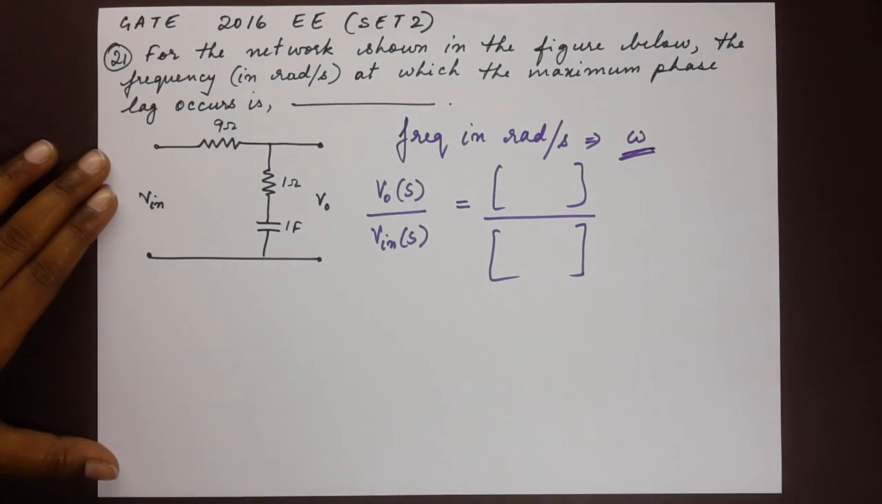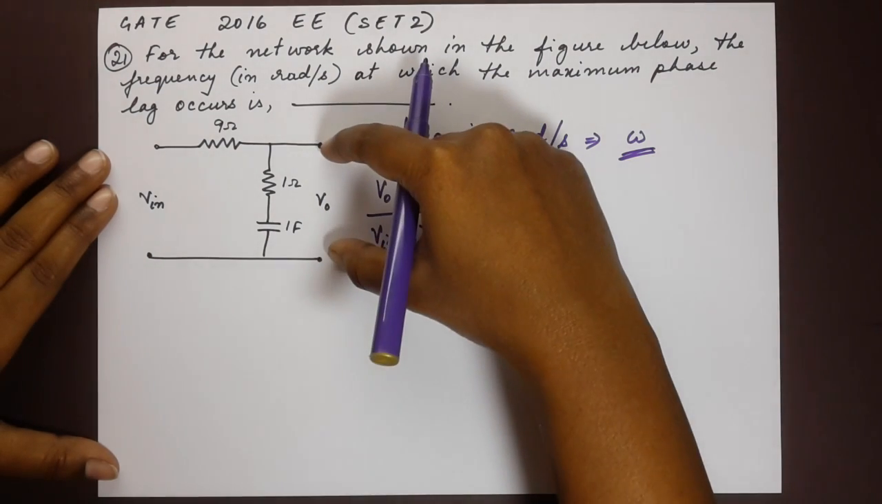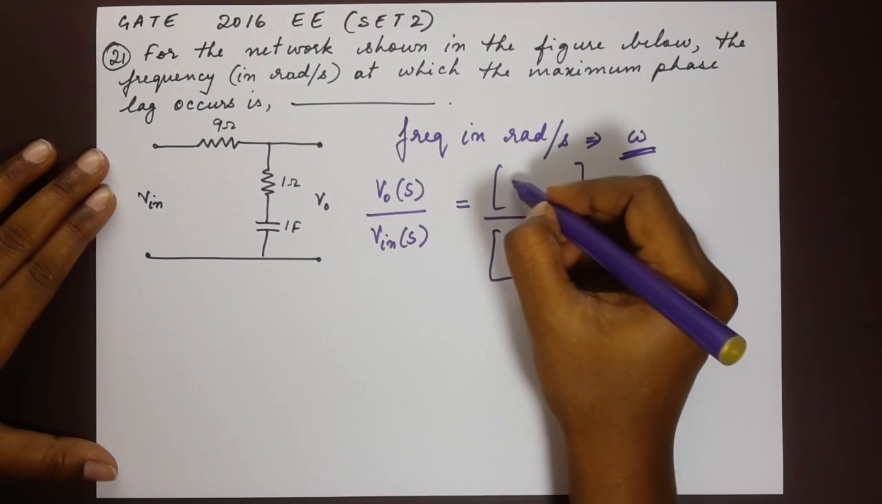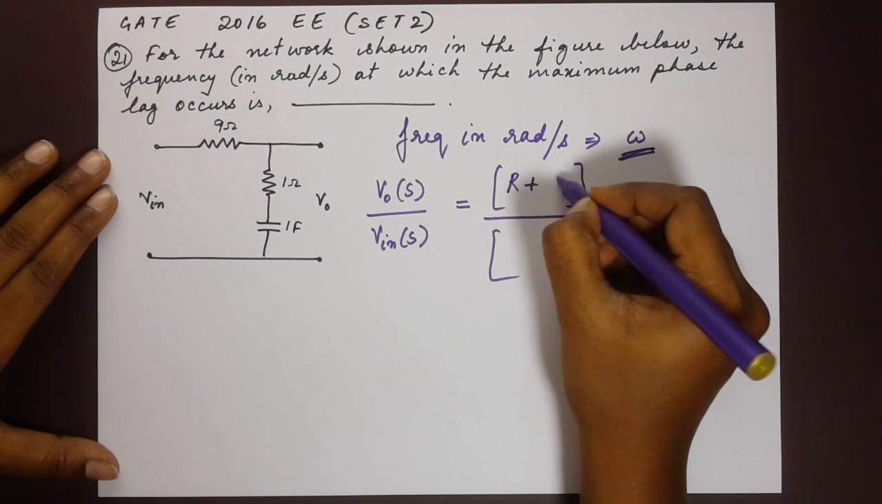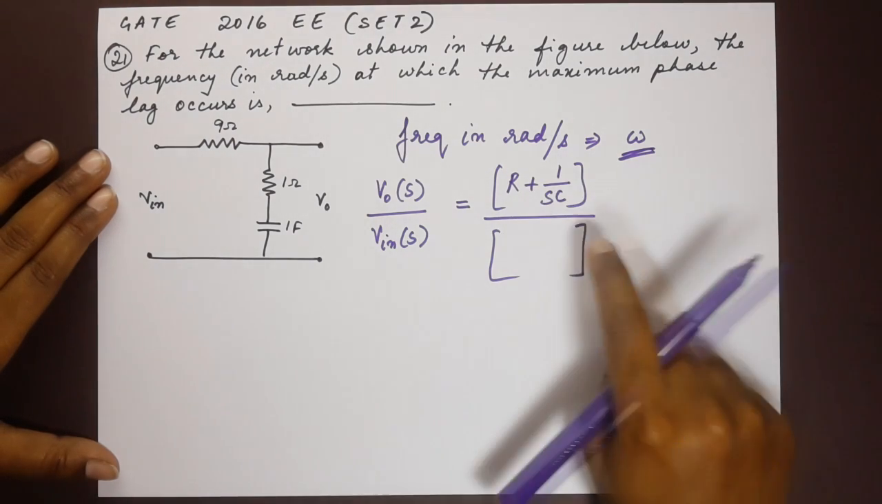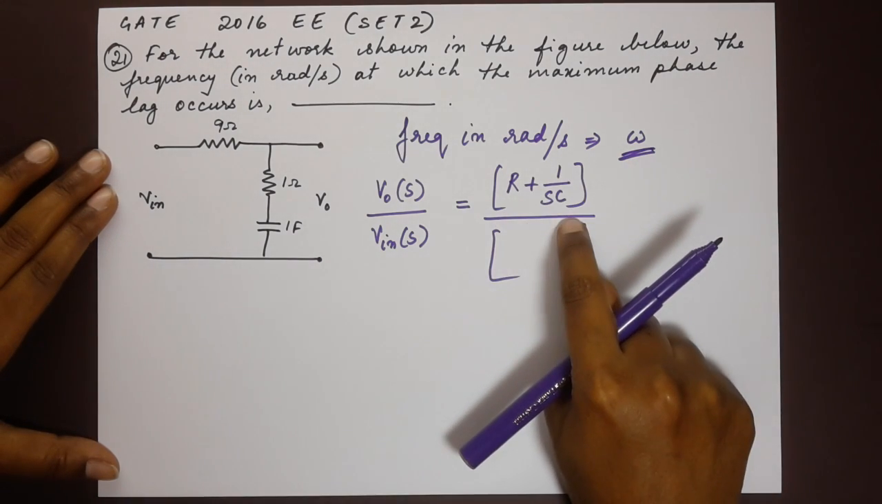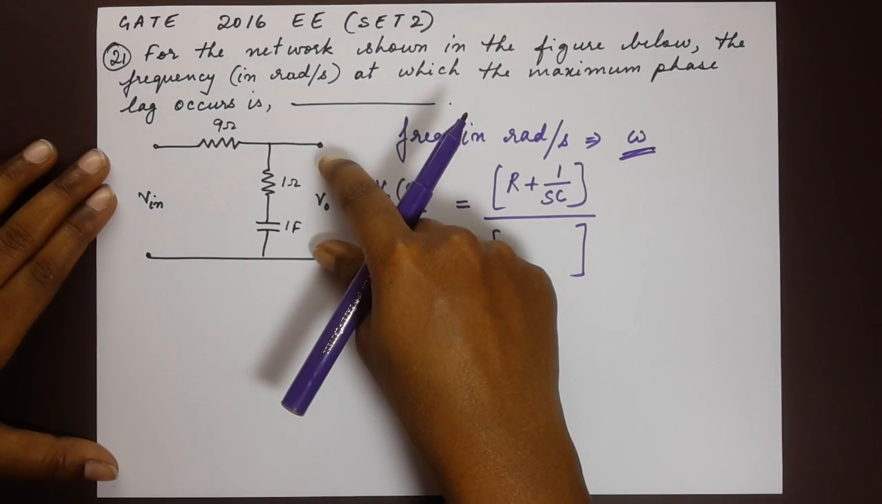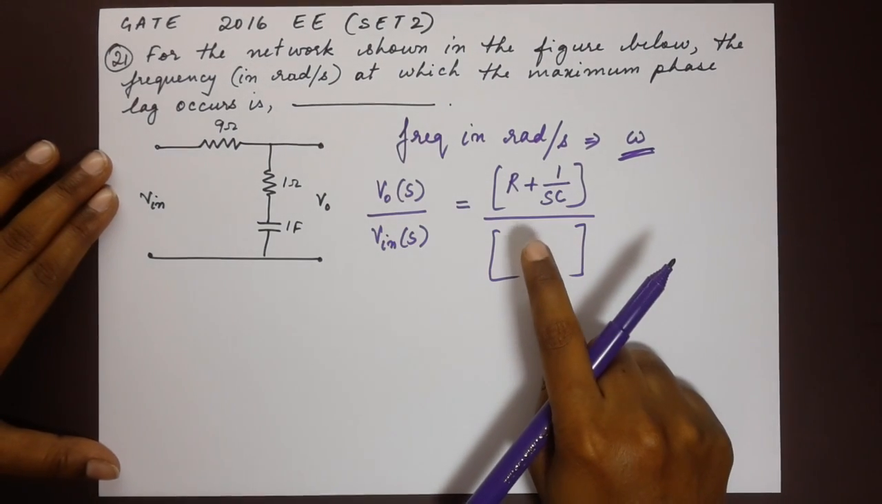Alright, now let's look at the output here. So the output here is based on the resistance and the capacitance here. So resistance, it's across this, and we need it in terms of S. So that is R plus 1 by SC. It's R plus 1 by SC. So that is across the output here. Next, we need it in terms of the input.